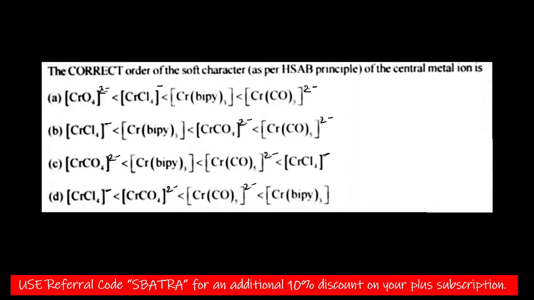So the question is: the correct order of the soft character as per the HSAB principle of the central metal ion is. You have to find the correct order of soft character as per the hard soft acid base rule.